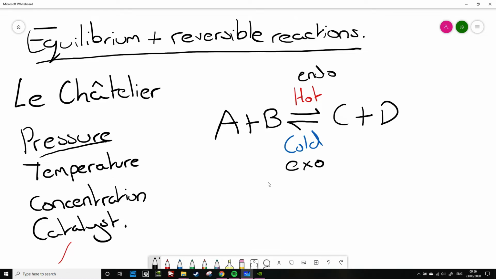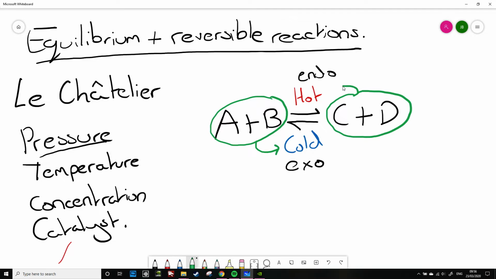So in terms of temperature, if you want more of the reactants, you'll cool it down. If you want more of the products, you'll heat it up. And that's as simple as temperature gets, okay? But you might be told in an exam, let's say delta H, so that's the energy change, equals minus 45 kilojoules per mole.